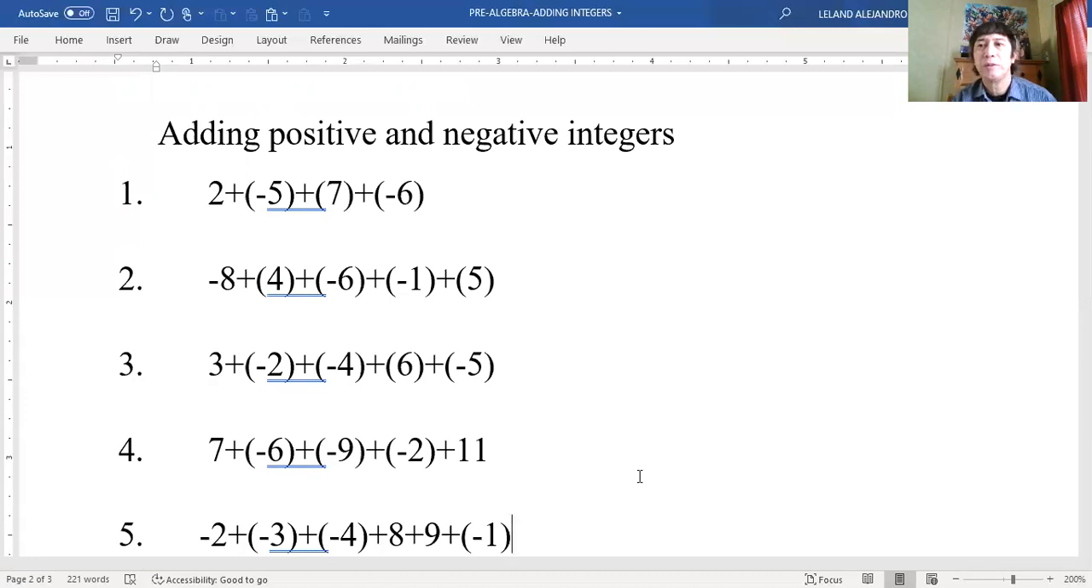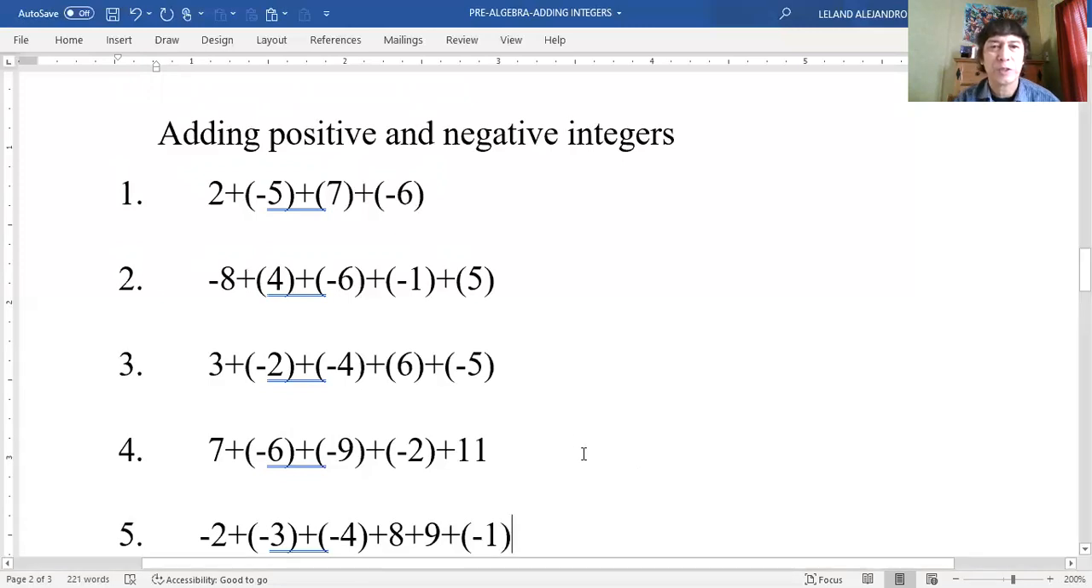If you have positive integers to be added to negative numbers, then you have to add the positive numbers first, and then add the negative integers, and you're going to have two groups, after which the rule is to get the difference, and then that difference will carry the sign of the greater number.